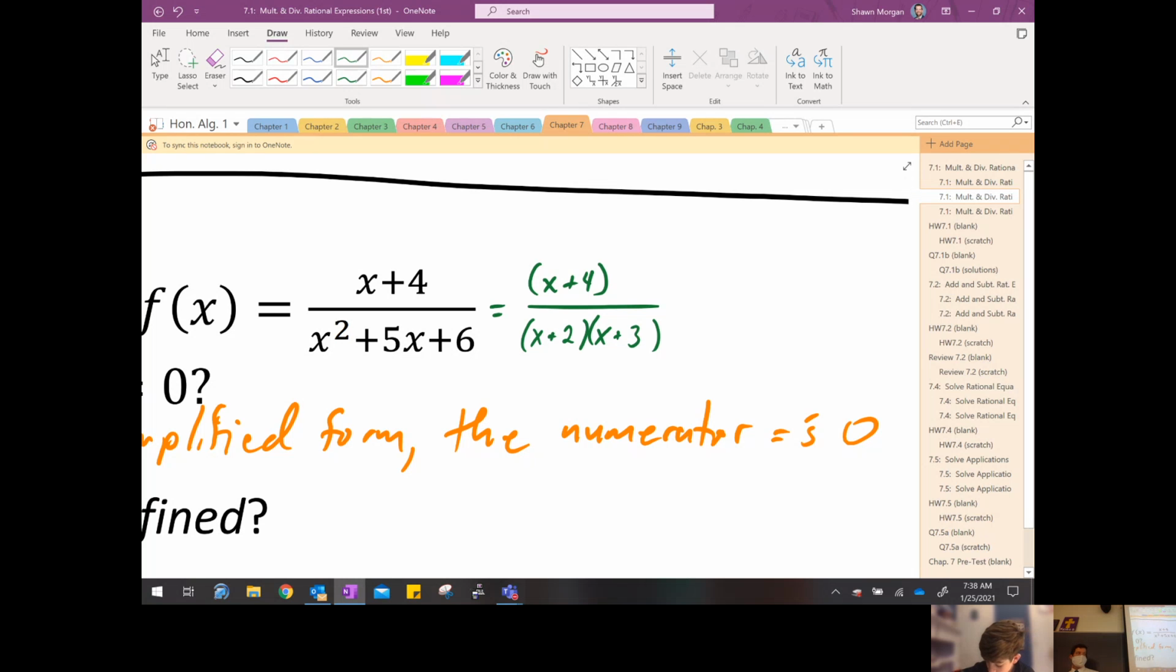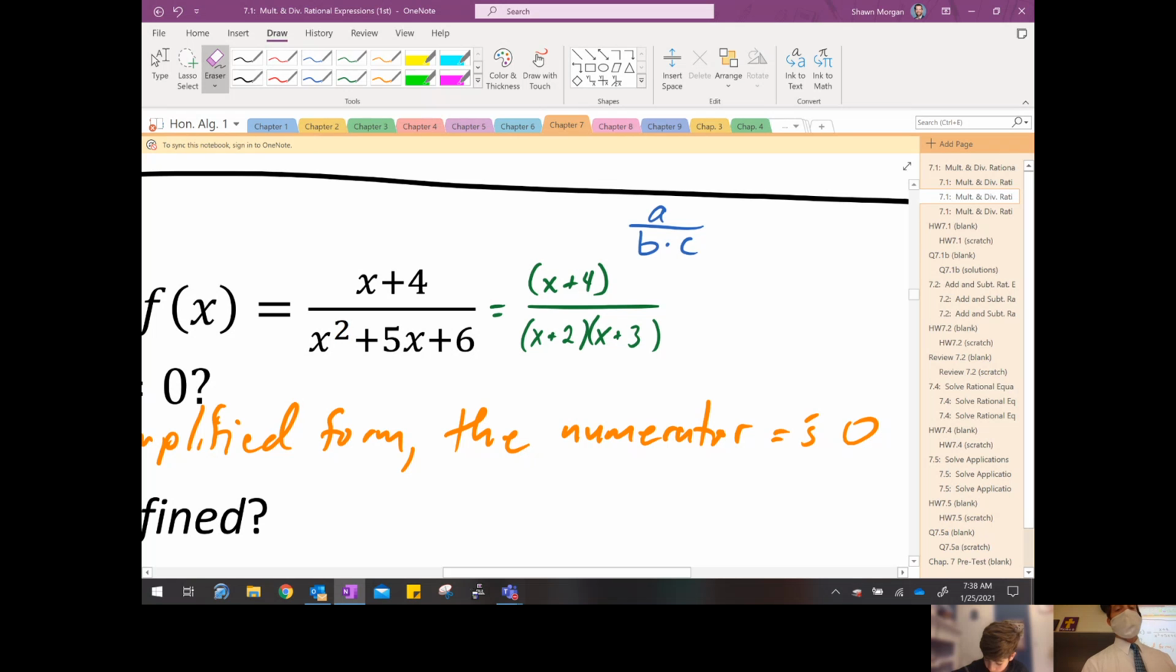Now that we've factored that out, does anything cancel? No. Are those the same factor? That's like saying A over B times C. Does anything cancel in that blue fraction? No. There are no common factors.